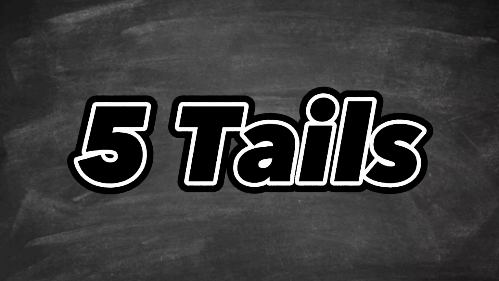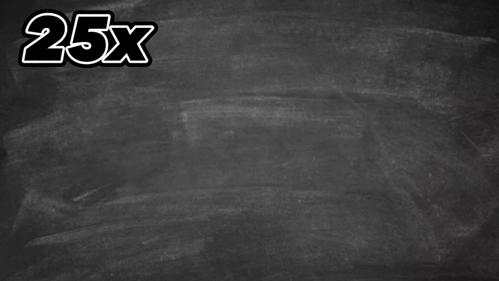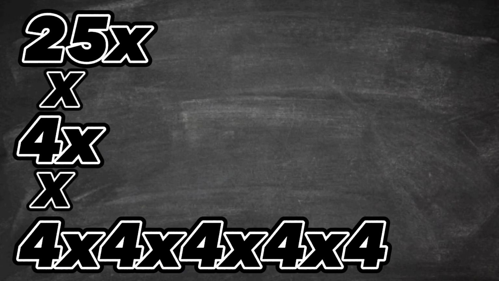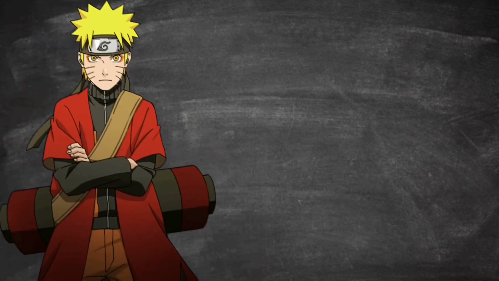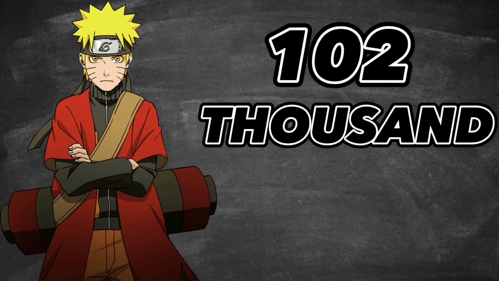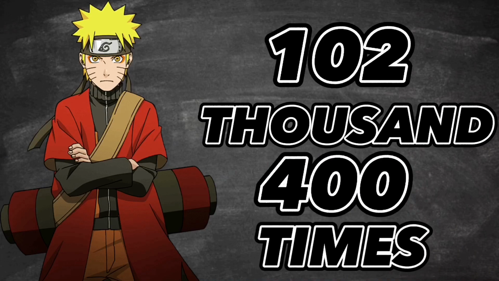So as we already established, Sage Mode is a 5 tails equivalent. So basically, we have to do times 25, followed up by a 4 times cloak, and then 5 4-times tail amps, all multiplied by each other, which would make a mid-ball Sage Mode 102,400 times amp.